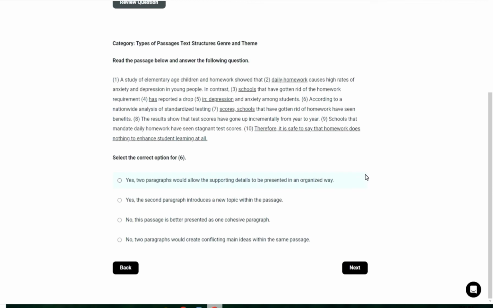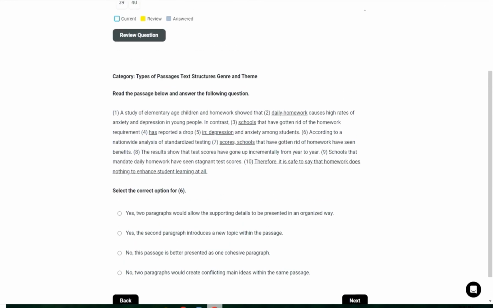Number 6: According to a nationwide analysis of standardized testing... Okay, so it looks like 6 is not referring to that sentence, so let's back it up a little bit. It's saying read the passage below and answer the following questions. Number 6 is asking, should we split these two right here? Should we have this be a paragraph and this be a paragraph? And if so, why would that matter and would that help us? So should the writer put a break in this paragraph?